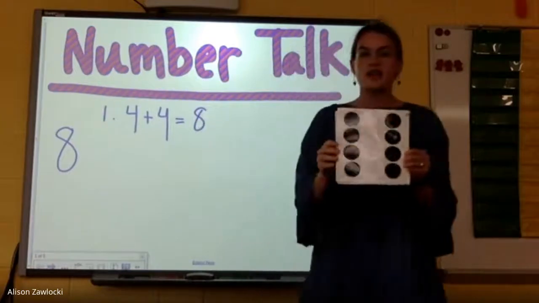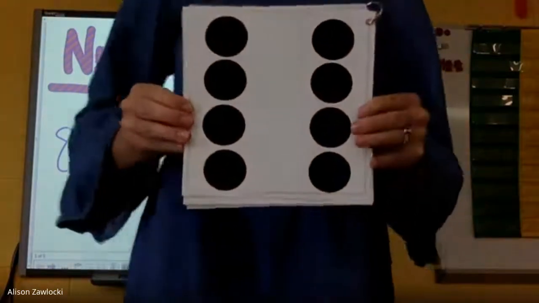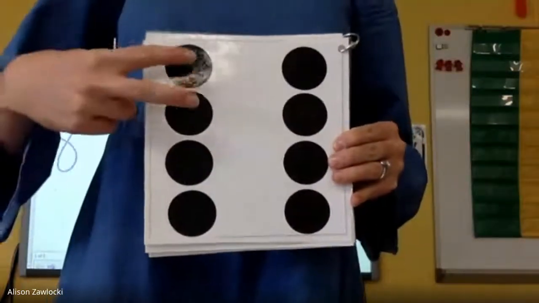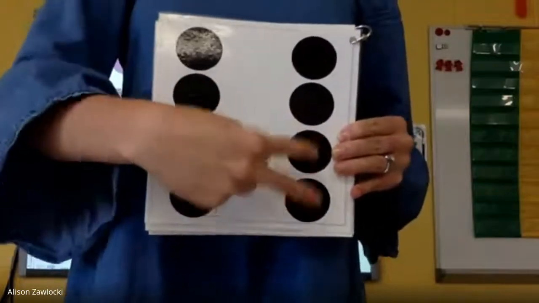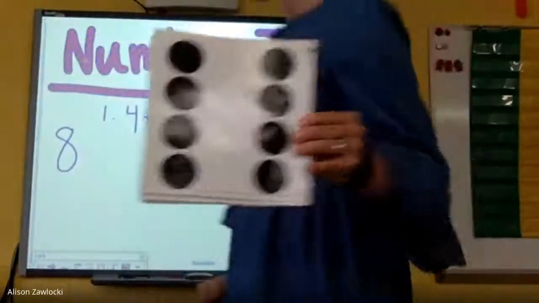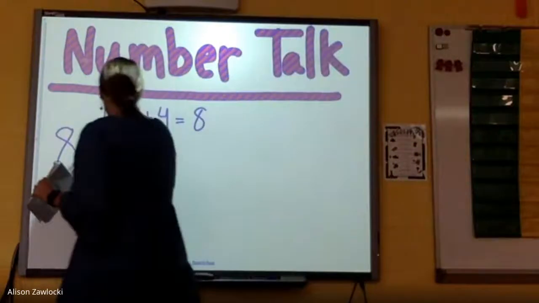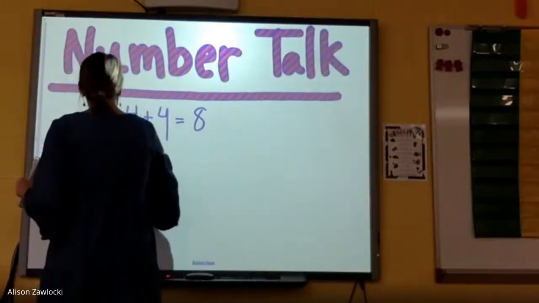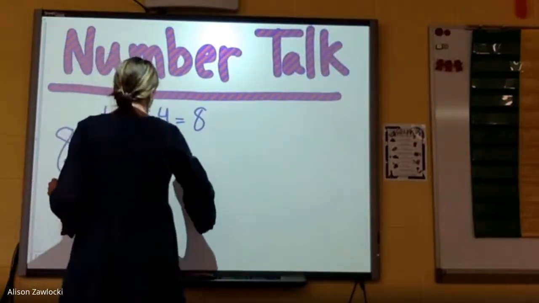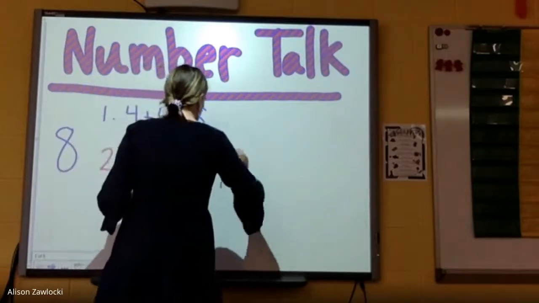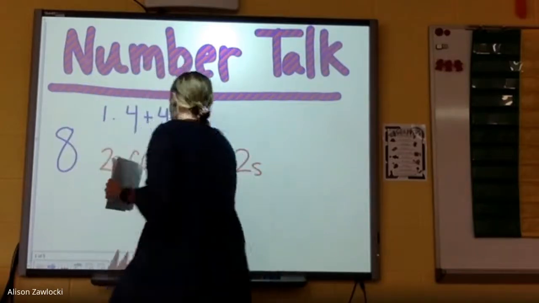Awesome. The next way I thought to count these dots is I thought to count by 2. So I went 2, 4, 6, 8. That's when you count by 2s. I had 2, 4, 6, 8. I'm going to write count by 2s. Very good job.